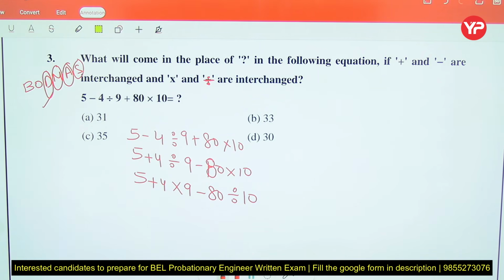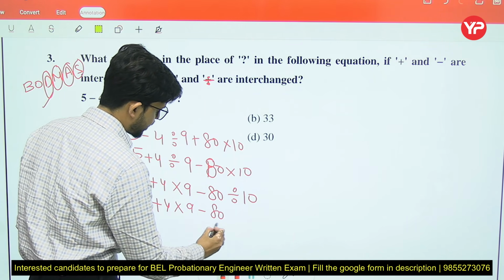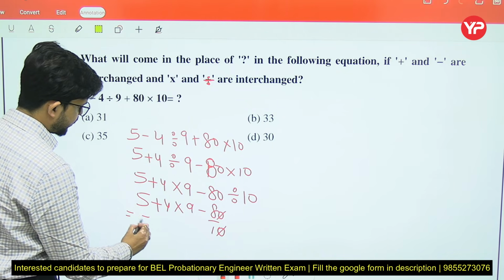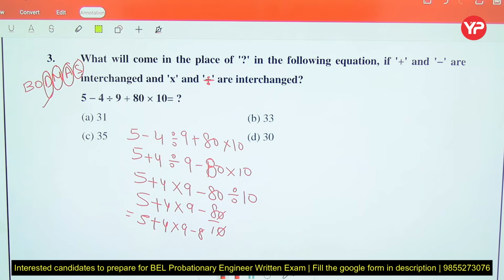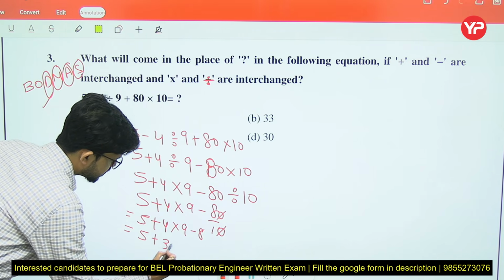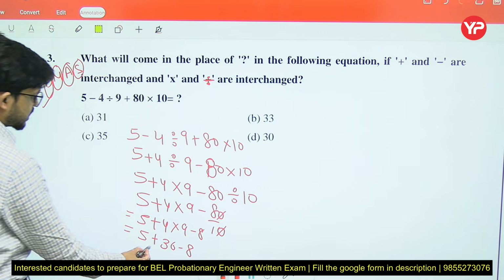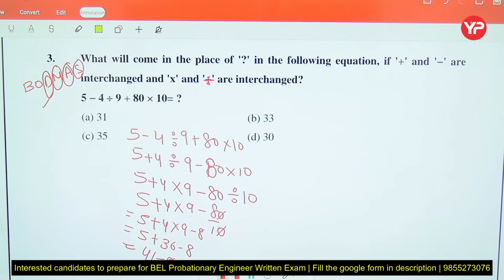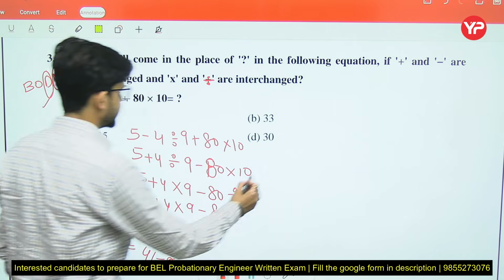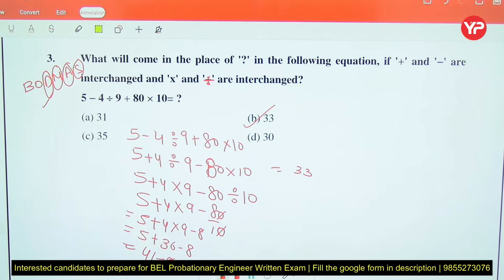Now BODMAS says that first of all divide. So if I divide, I get 5 plus 4 into 9 minus 8. Now what do we have to do? Divide, multiply. Now we have to multiply: 5 plus 36 minus 8. Now we have to add: 36 plus 5 is 41, minus 8. What do we get? We get 33. Okay? So our answer will be B. Okay, now move to the next question.